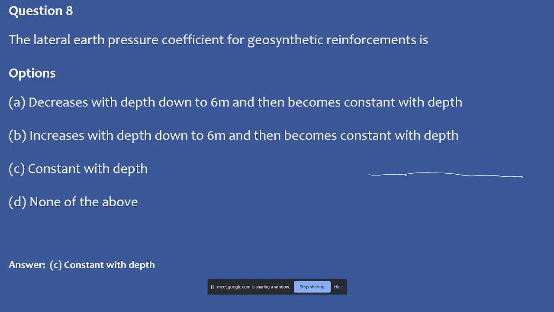For example, whether it's aligned in the vertical direction, since this is the material, its property won't change along the depth as we used to have in the soil part. So yeah, the earth pressure coefficient for geosynthetic reinforcement is constant.